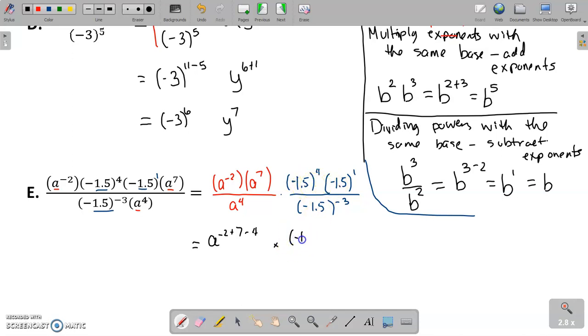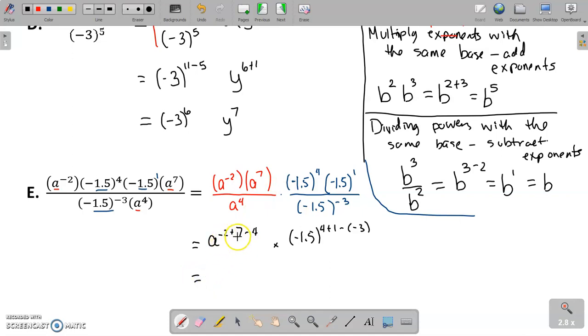So we're going to have -1.5, 4 plus 1, and then we're going to subtract a negative number. So it's in the denominator, so we're going to apply the dividing rule by subtracting. Subtract -3. And if you're uncomfortable with doing all of this in your head, the addition, subtraction, and the exponent, put it in your calculator. Better to be safe than sorry.